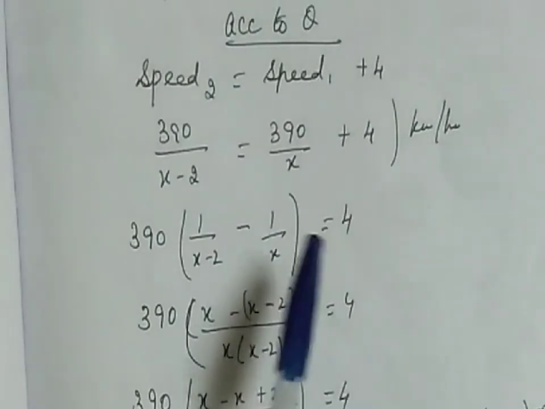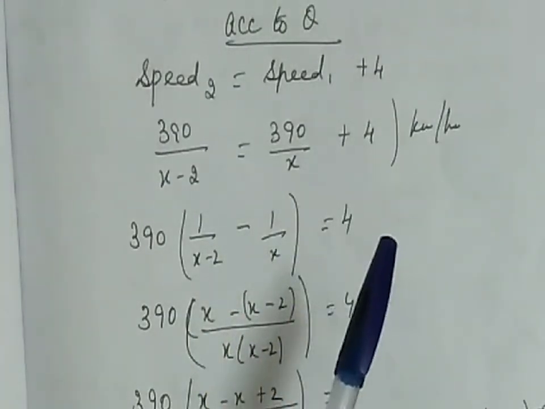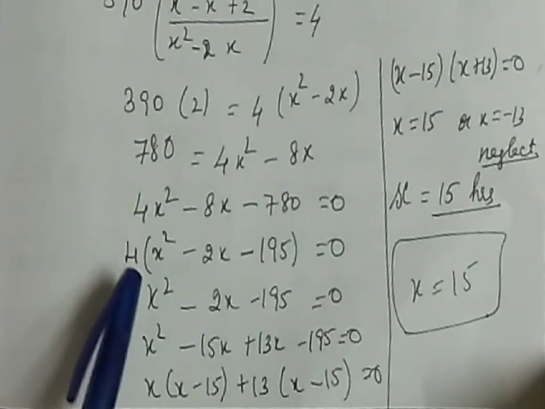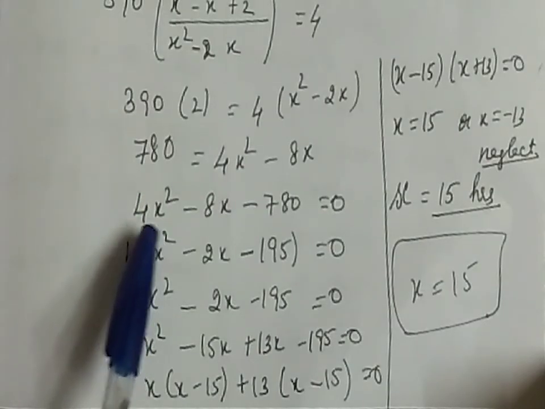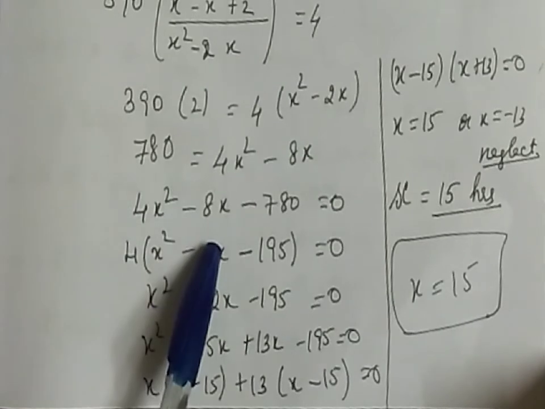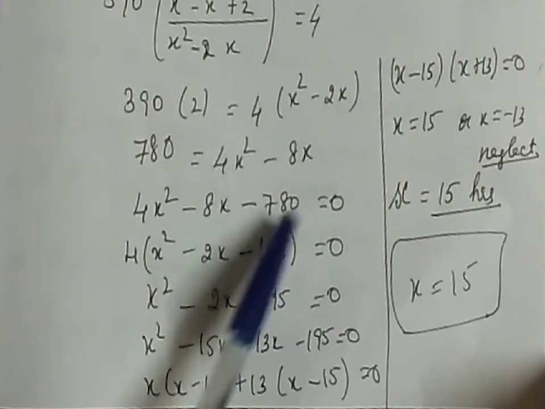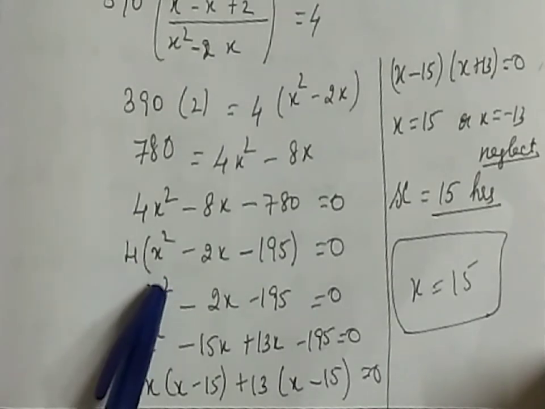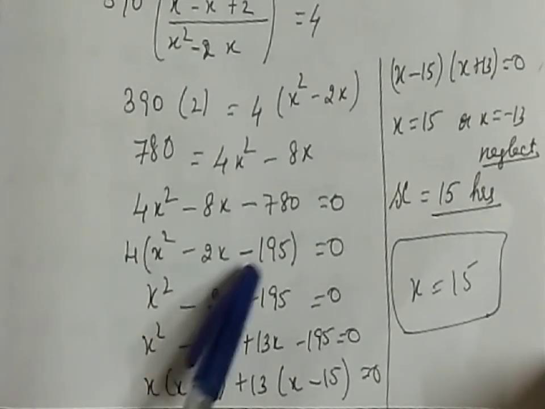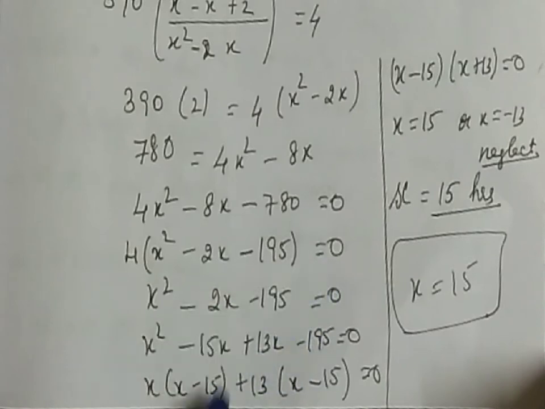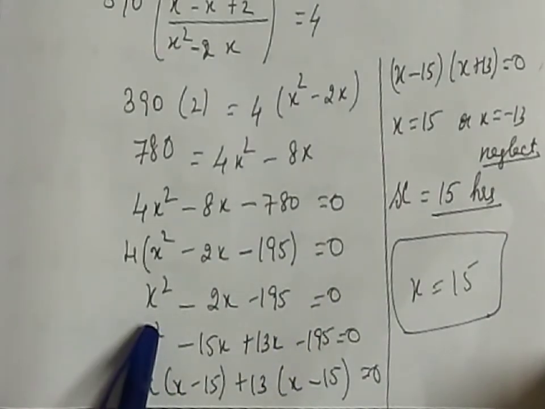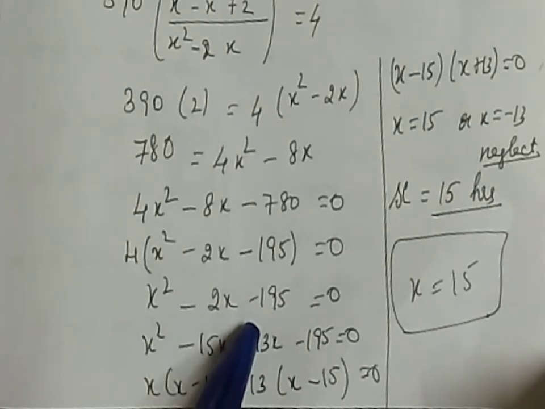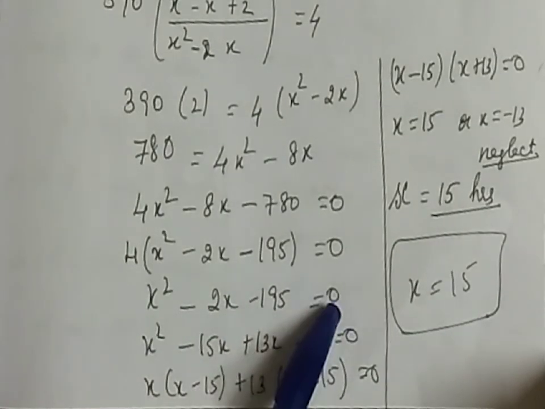Now take the LCM and cross multiply. You will get the quadratic equation. What is that quadratic equation? 4x squared minus 8x minus 780 is equal to 0. Can we take 4 common? Then you will get x squared minus 2x minus 195 is equal to 0. So the quadratic equation is x squared minus 2x minus 195 is equal to 0.